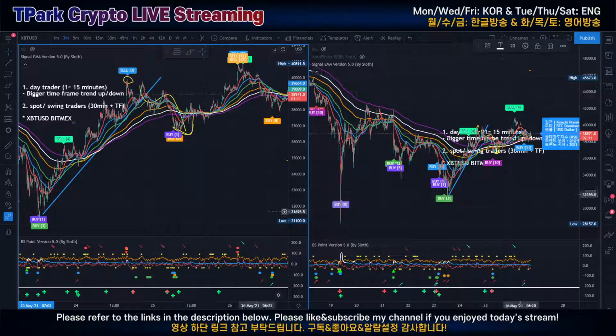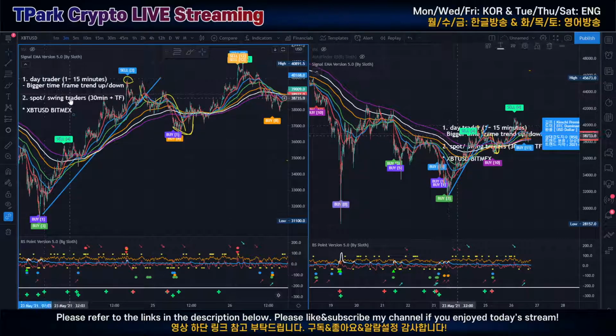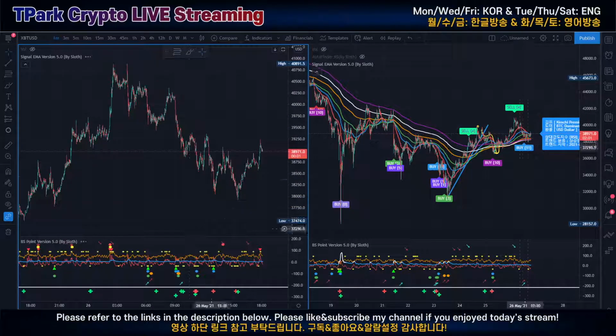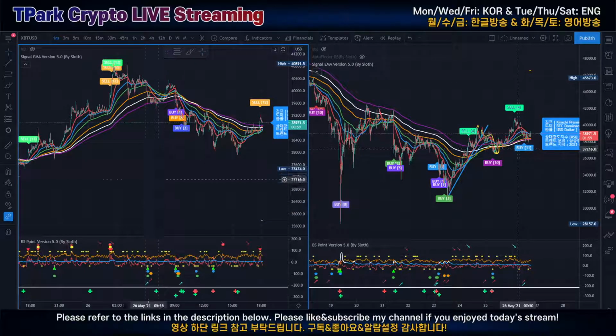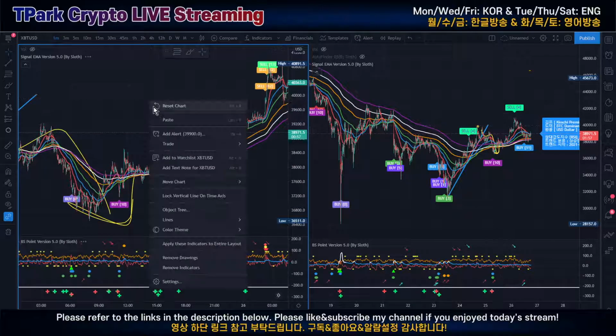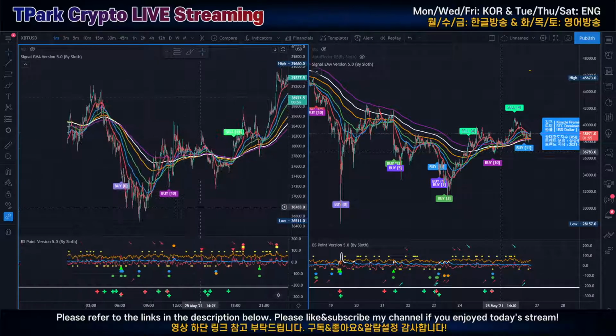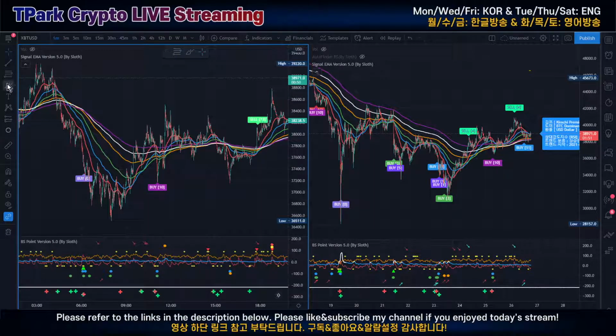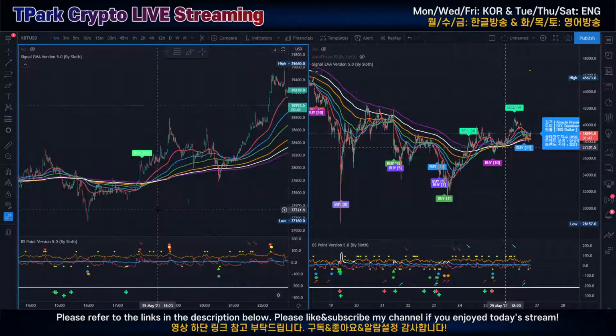Okay, so now let's start with the day traders. For day traders, of course, you have to look at a smaller time frame from 1 minute up to 15, right? So say you are trading really quickly. You only have 10 minutes to trade. What I would recommend is instead of following these signals, take the BS point version 5 signals and just trade.